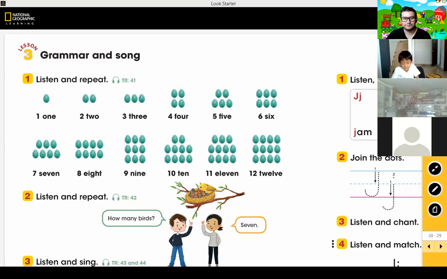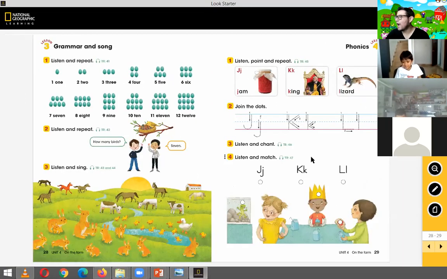A ver, Jared. Excuse me, Iram. How many eggs? Okay, vamos, Iram. How many eggs? 11. Excellent. Very good. 11 eggs, ok. No se olviden, how many, para preguntar cuántos.